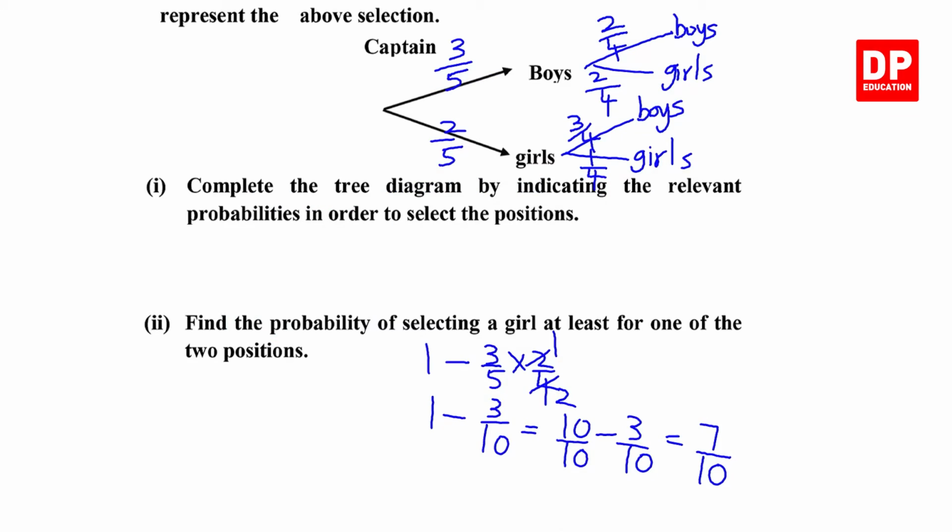So how many marks for this part? You get 2 marks for finding the probability, and for completing the tree diagram, everything, you get 4 marks. So we have given altogether 10 marks for that question.